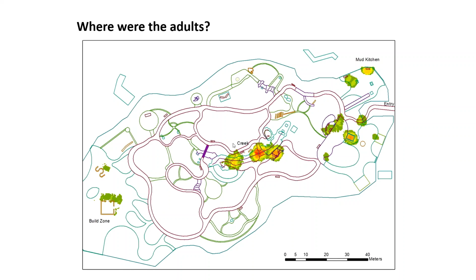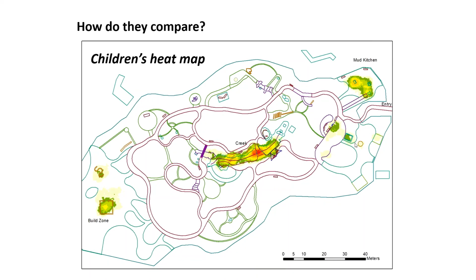The adults also tended to cluster in these three main areas: the mud kitchen, the creek, and the build zone. But then we had the addition of this entry area, particularly this area right here. This is a shaded pavilion with benches. So we saw a lot of adults preferring to be where benches were and where there was shade. So let's compare the two maps.